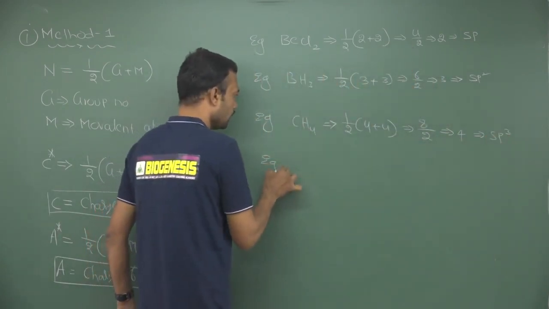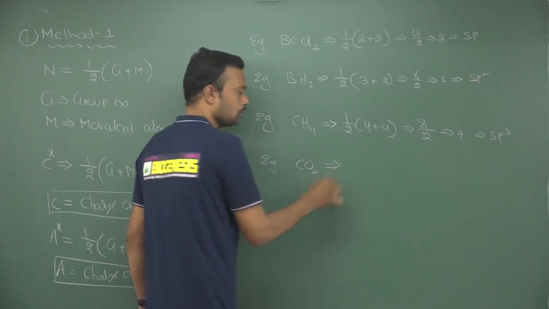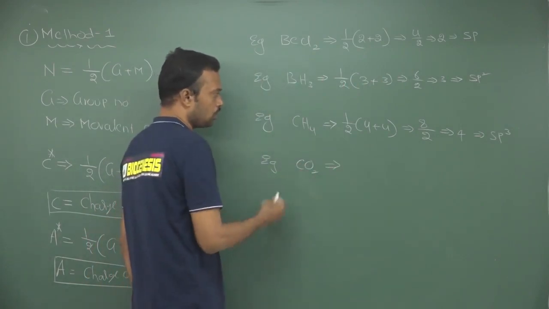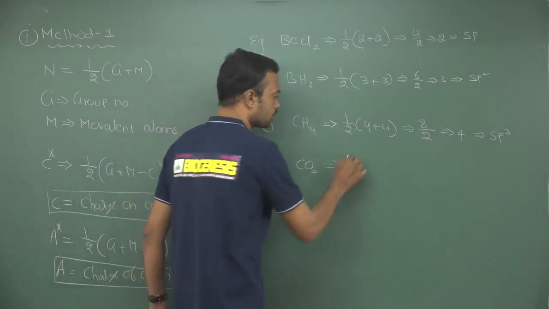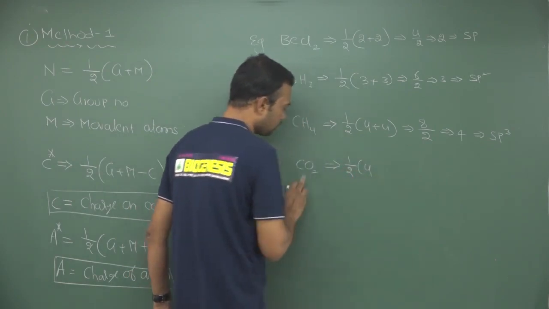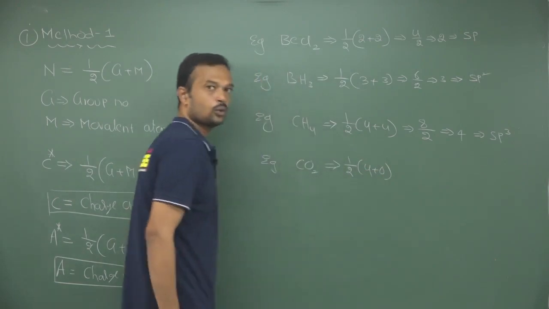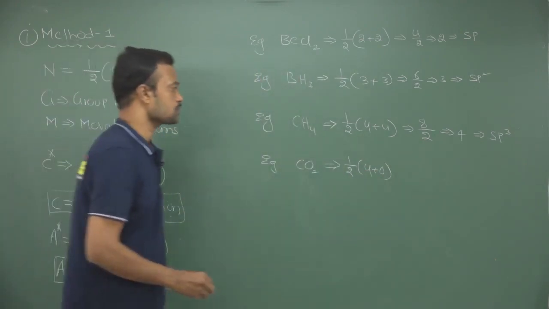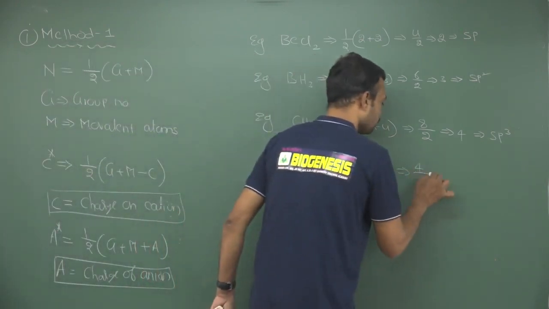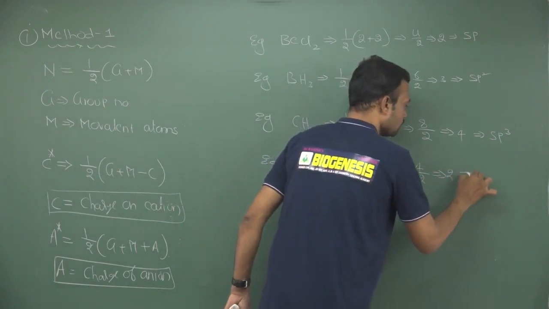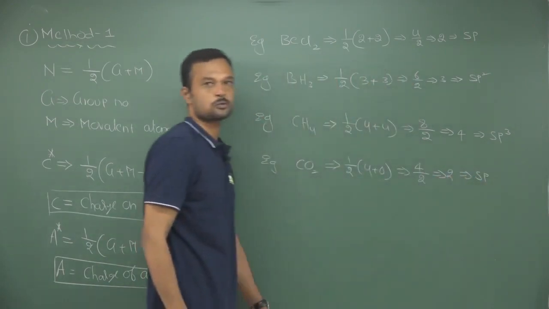Okay. Now we can take one more, with multiple bonds around the central atom. See, carbon dioxide. Carbon belongs to group 4, but here there is no monovalent atom, so we should take it as 0. Only monovalent atoms should be counted. So finally 4 by 2, now you will get 2. Now the hybridization is simply sp.